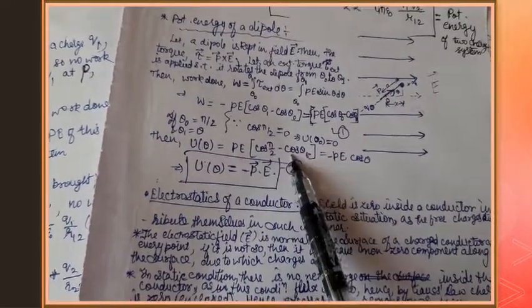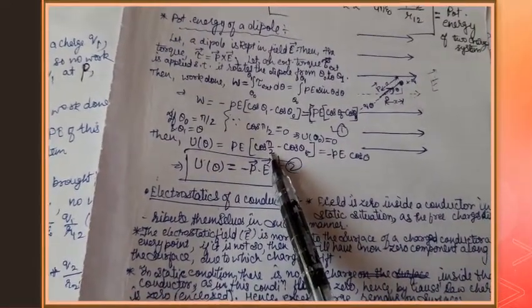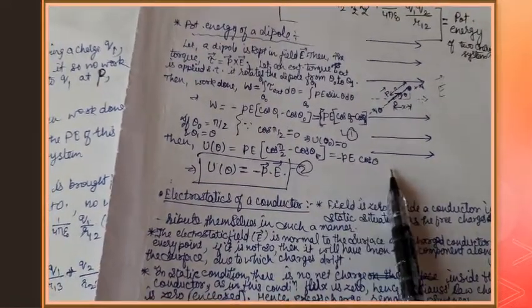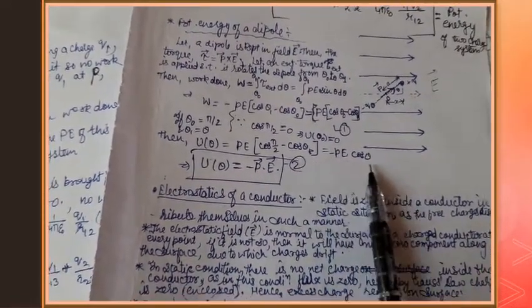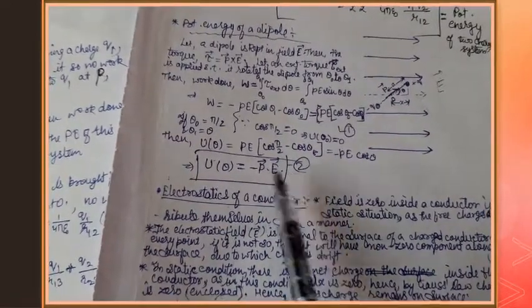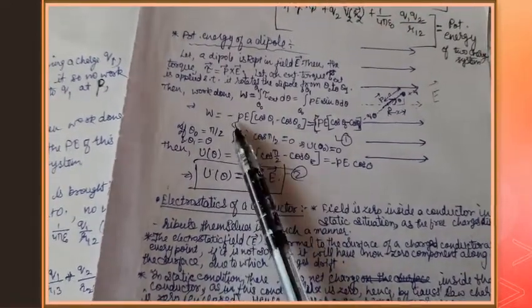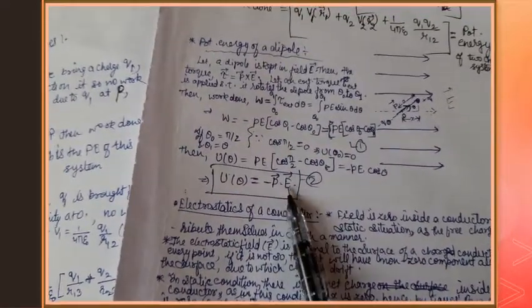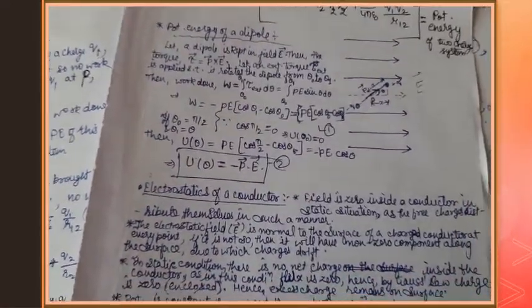Now it's a specific condition. So cos pi by 2 is 0 and minus cos theta. So we have minus pE cos theta. And pE cos theta can be written as p dot E. So this is the potential energy, because the work done is only the potential energy, which is minus p dot E or minus pE cos theta.